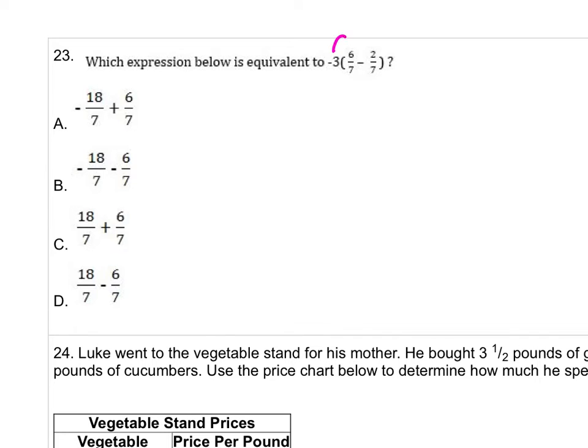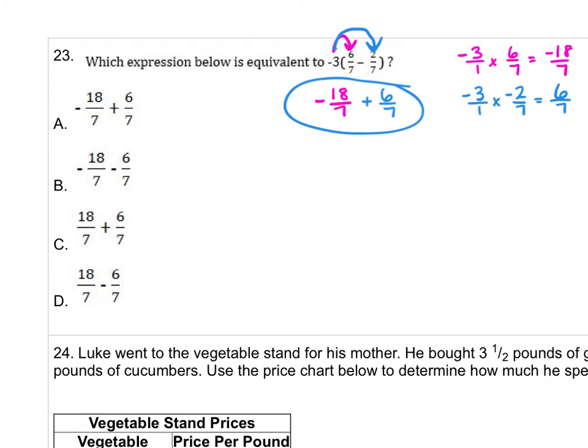I'm going to say negative 3 times 6/7. That's like saying negative 3 over 1 times 6 over 7, which will be negative 18/7. So I get that for my first value. And then for the other one, I've got negative 3 times negative 2/7. That's like saying negative 3 over 1 times negative 2 over 7. A negative times negative is a positive 6/7. And that matches answer choice A.